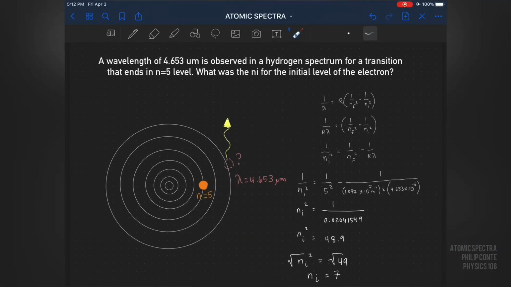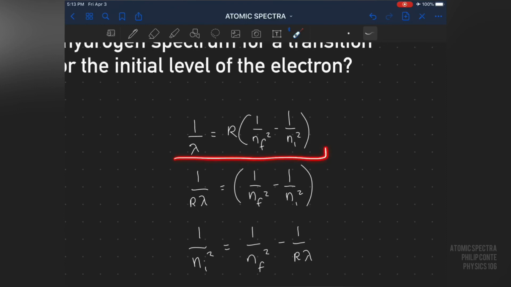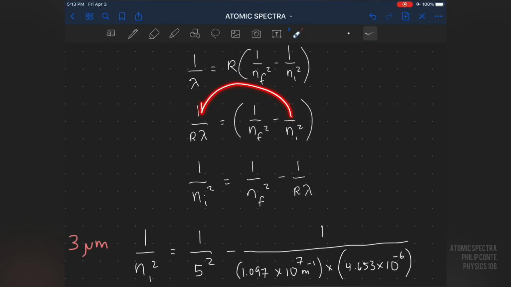Here it says, a wavelength of 4.653 micrometers is observed in a hydrogen spectrum for a transition that ends in the n equals 5 level. What was the n initial for the initial level of the electron? So we're going to write out our equation, and we start with the one that we talked about earlier, and we will begin to arrange the equation since we are looking for n initial. So once we have isolated the n initial to one side, all we got to do is start to plug in the values that we know.